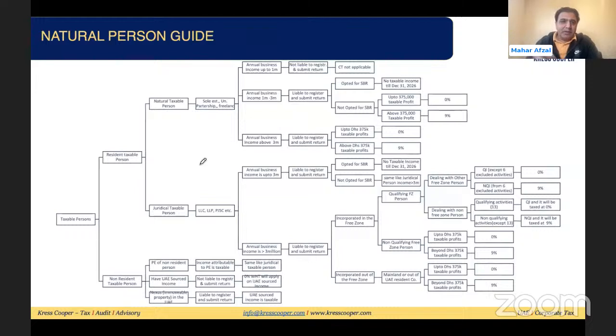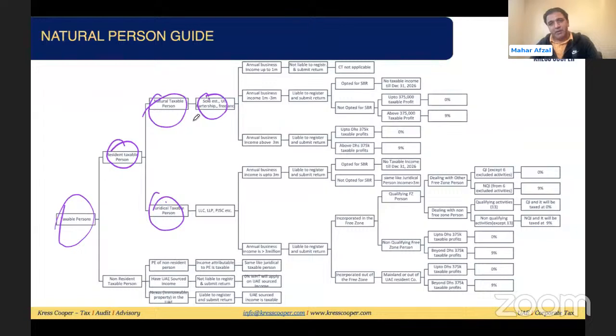Moreover, whenever we are discussing these taxable persons, they can be a resident taxable person, natural or juridical. In the resident taxable person, we discussed sole establishment, unincorporated partnerships. Then we said if the annual business income of the natural person is up to 1 million, the natural person is not liable to register. If the annual business income is 1 million to 3 million, they are liable to register, and they can avail small business relief up to the financial year ending 31st December 2026. If the annual business income is more than 3 million, they are liable to register. They will pay 0% tax up to 375,000. Any income more than 375,000 will be subject to tax at 9%. This is what we have already discussed, by the way.